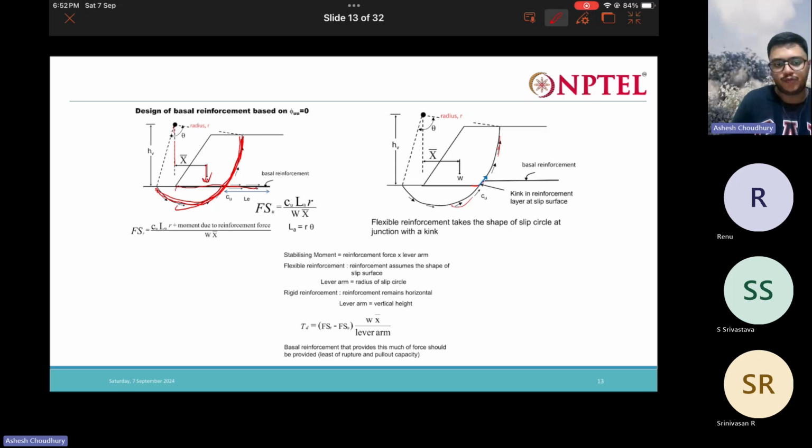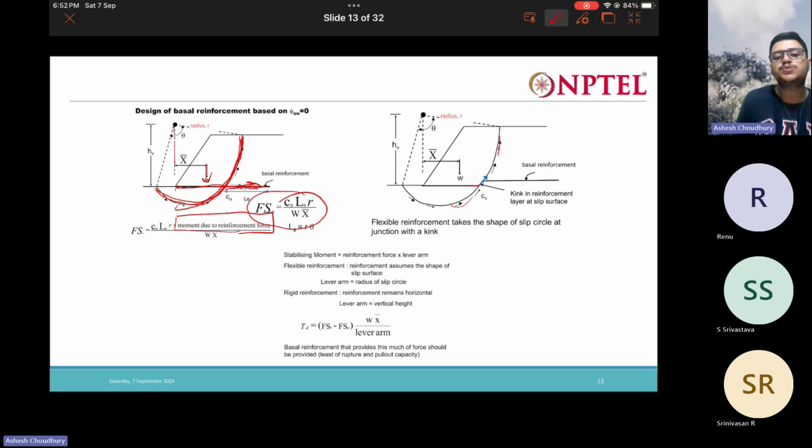Now this is the case when there is no reinforcement. But when we use a reinforcement, this extra part will come, right? The moment due to the reinforcement force. There is a resisting force that gets generated on the reinforcement, which is going to prevent the sliding failure of the slope. In that case, the moment from that reinforcement force is going to add up. Okay. Now this is the case when the reinforcement is quite rigid, right?